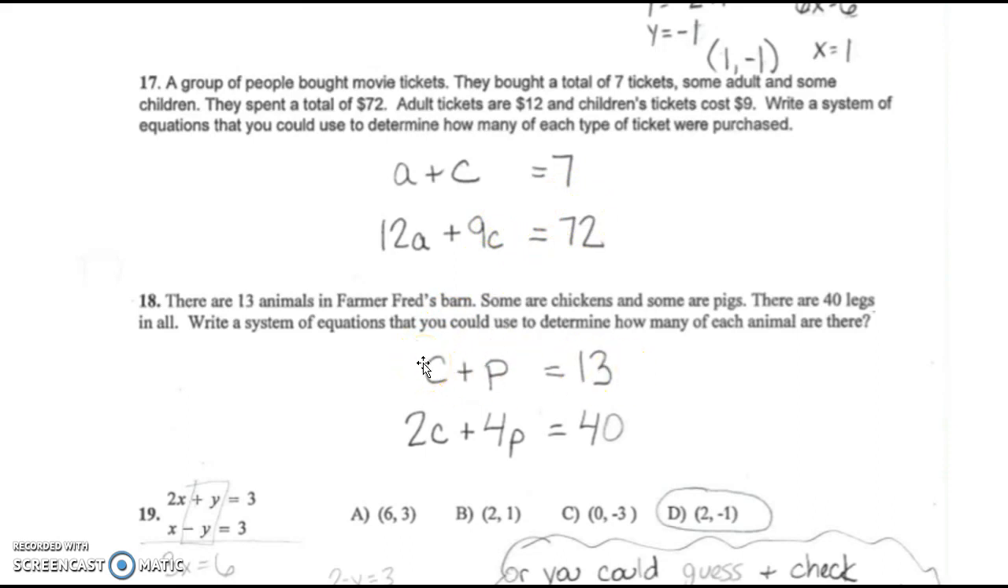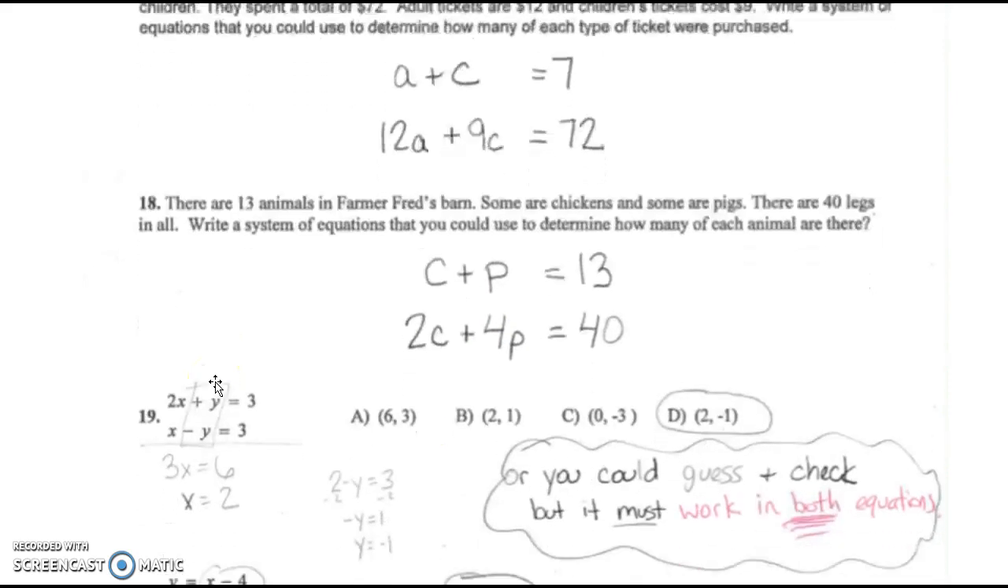again, I should have defined my variables. C is for chicken, P is for pigs. The amount of animals was 13. What kind of animals? Chickens and pigs. And then legs. There were 40 legs total. 2 for every chicken and 4 for each pig. So that's your scoop on word problems and writing equations.